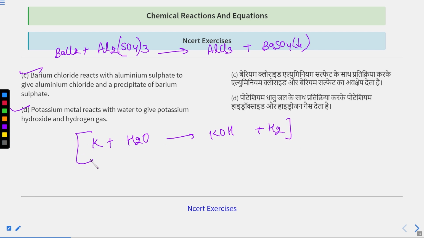So for your homework, you can balance these two equations. I want to show you the answers of these four equations, but you can balance these. Okay, you can balance, then you can check your answer.